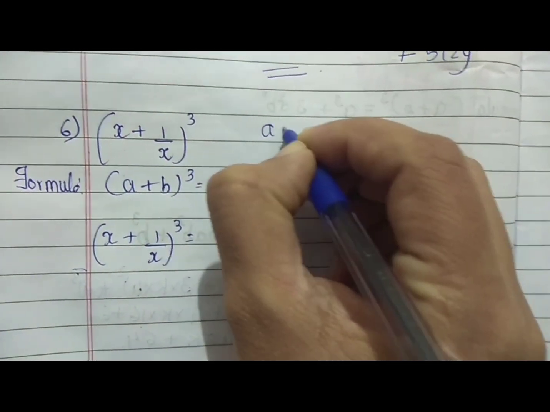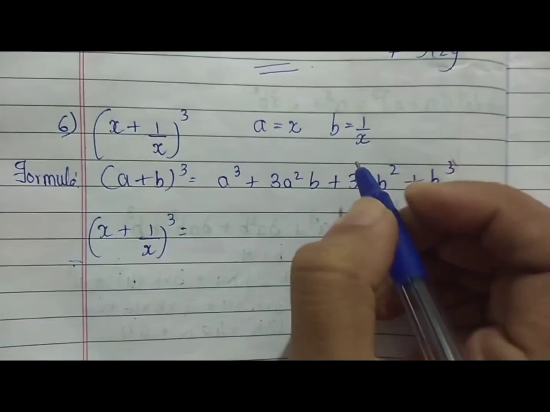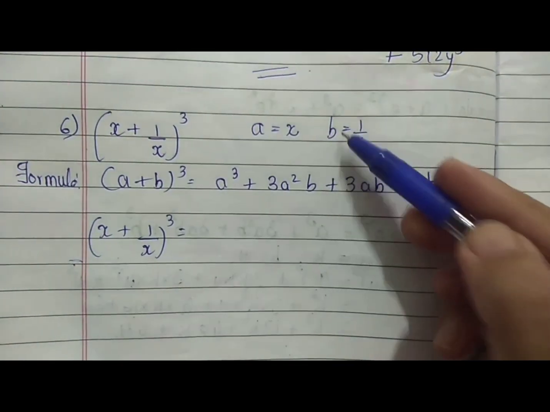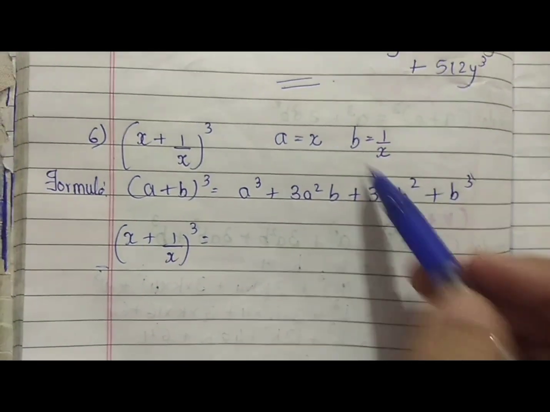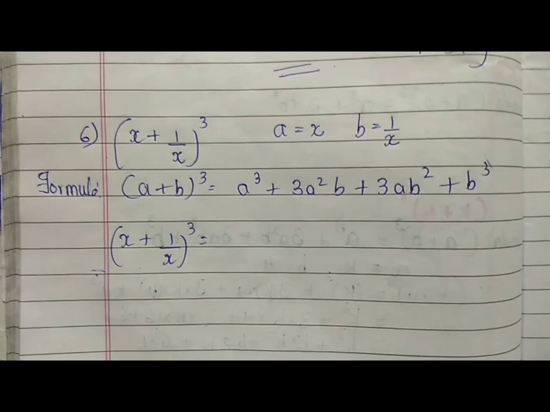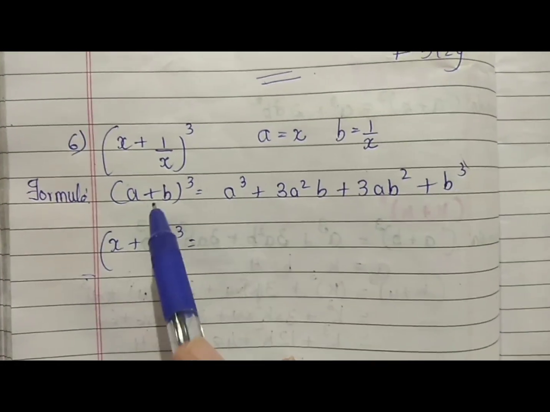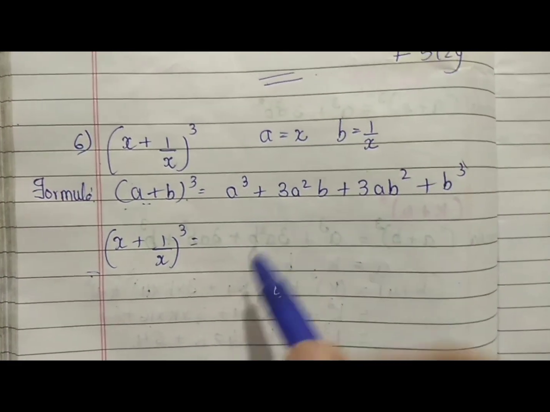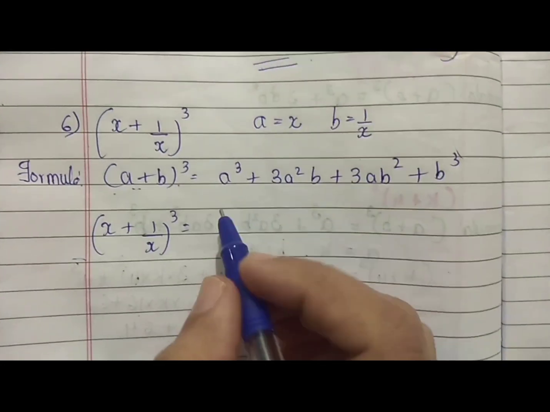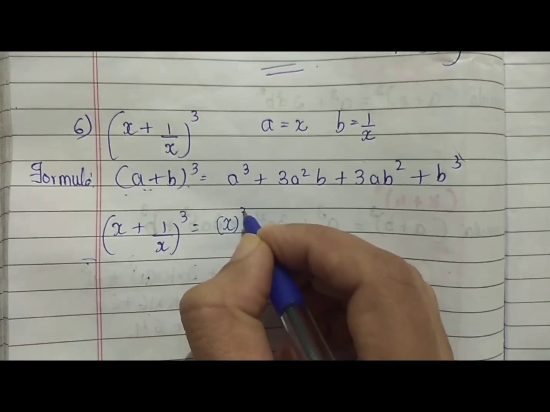We'll write down a as x and b as 1 by x. The only difference is here we have a fraction, that's it. The rest of the steps for the whole sum remain the same. As you can see, I have written the same formula. Let us substitute the values. A is x, so we'll write it down as x cube.